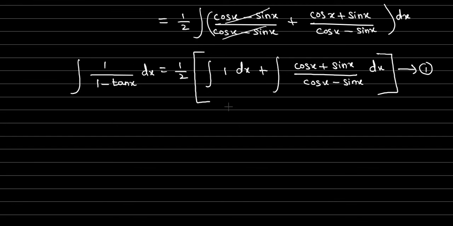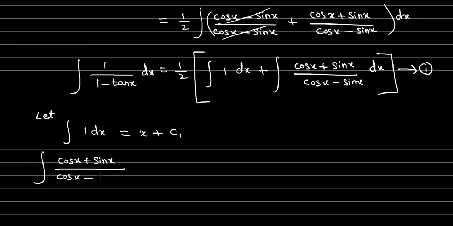Now first I am going to find out the value for the first integral part. Integral 1 dx is x plus a constant, so I am going to take it as c1. Next part I am going to consider. So what is the next one? Integral (cos x plus sin x) by (cos x minus sin x) dx. Cos x differentiation is minus sin x. So here we have a positive sin x, and sin x differentiation is cos x, but we have a minus sign. So obviously here we need a minus sign, right?